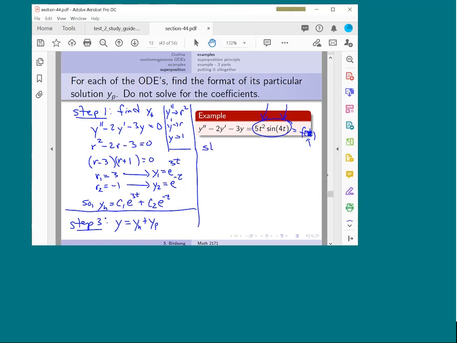Now, the actual question here only asks us to figure out the format of our particular solution. So the actual question here is only talking about our step 2, the only thing we haven't done yet. So anybody have a guess on what our particular solution's format should look like? Don't overthink it.